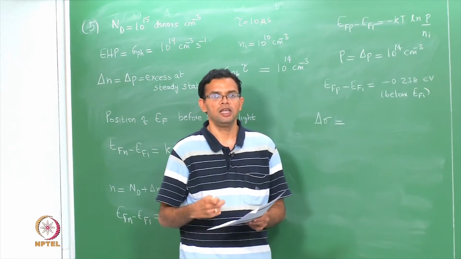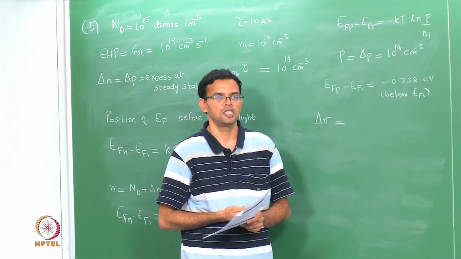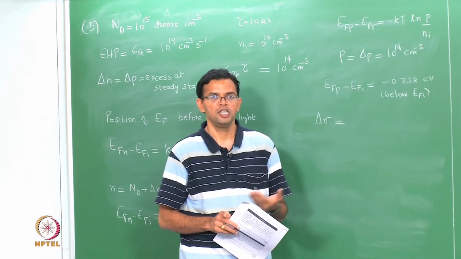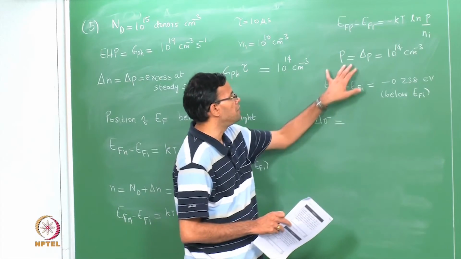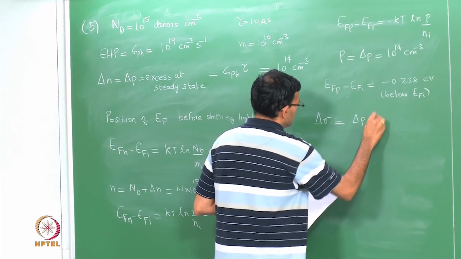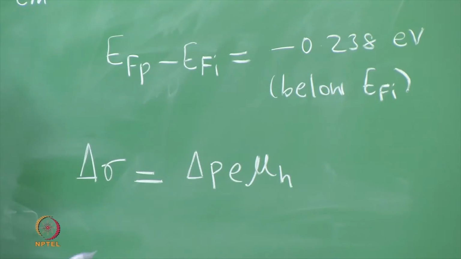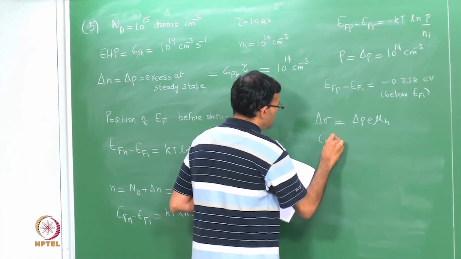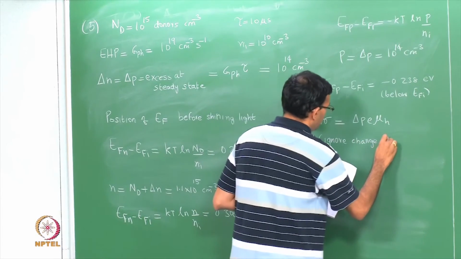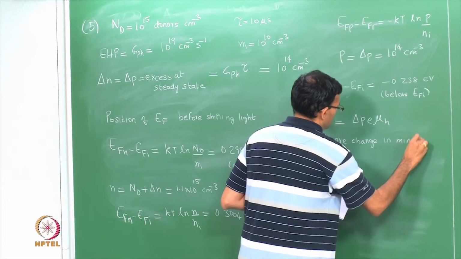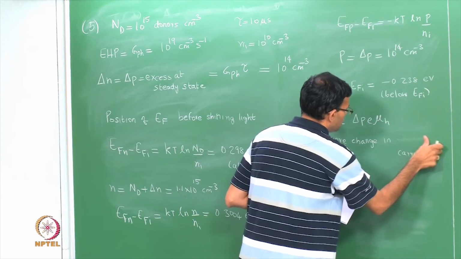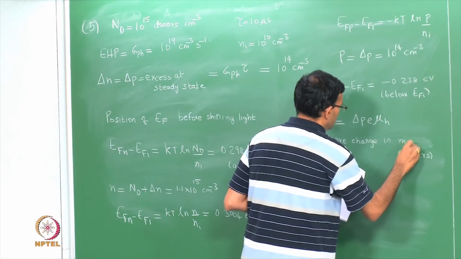We find that there is only a small increase in the electron concentration, but there is a drastic increase in the hole concentration. So, the change in conductivity will be more or less driven by this excess hole concentration. So, delta sigma is nothing but delta P e mu h. We ignore the change in the majority carriers and only look at the minority carriers.